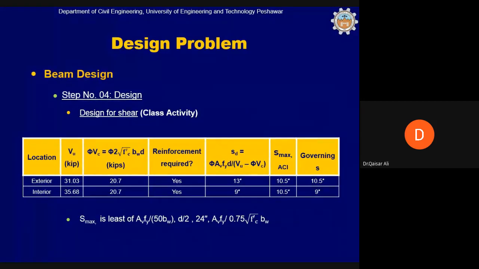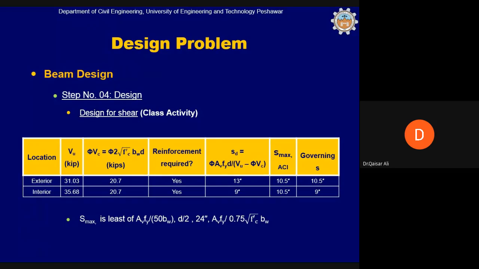We know that from the shear force diagram, the critical shear is 31.03 kip at the exterior end of the beam and 35.68 kip at the interior end of the beam. From the calculation, Wu ln by 2 is 1.15 Wu ln by 2. We already noted down the shear force diagram. You can look at the shear force diagram.